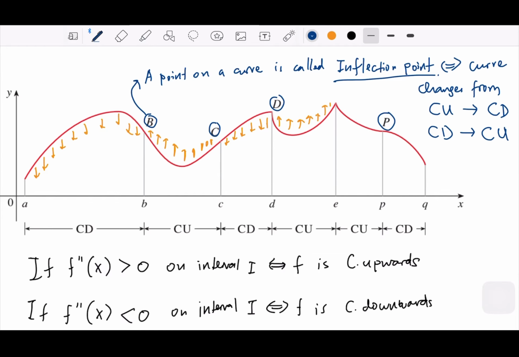So every time you see any change in the curve, like it's downwards and it's changing to upwards, there will be a point in the middle part of this concave upwards and downwards, which is the point determining when the curve is changing. So we call the points here, B, C, D, and P, the inflection points.